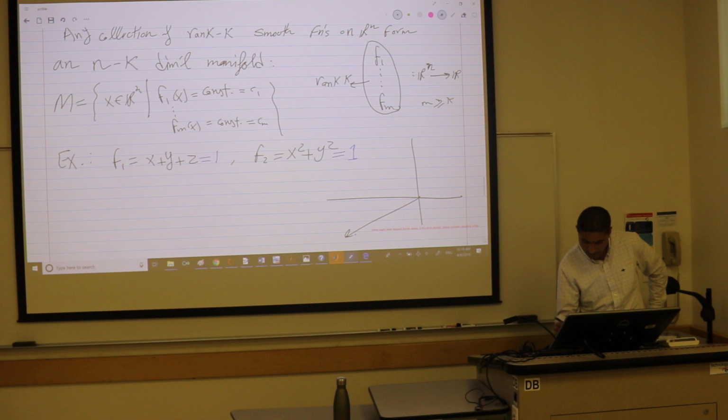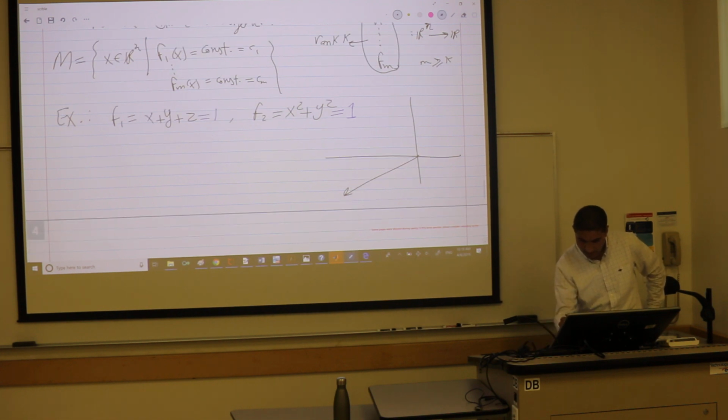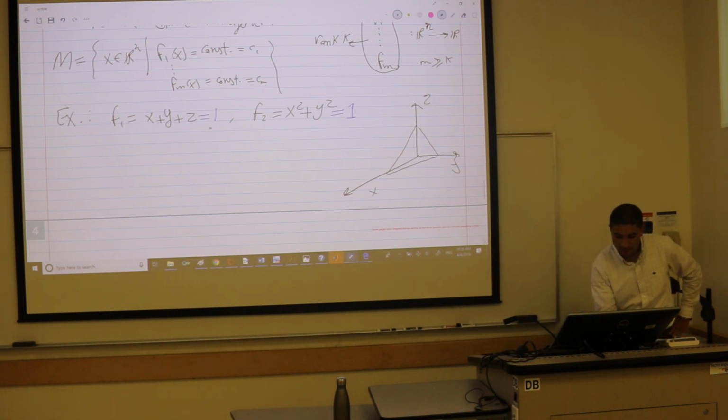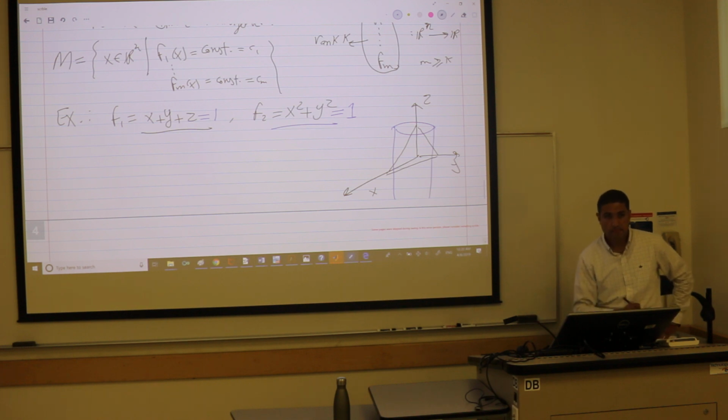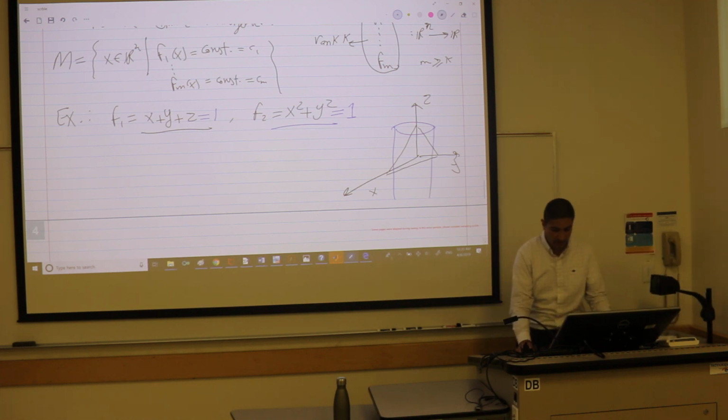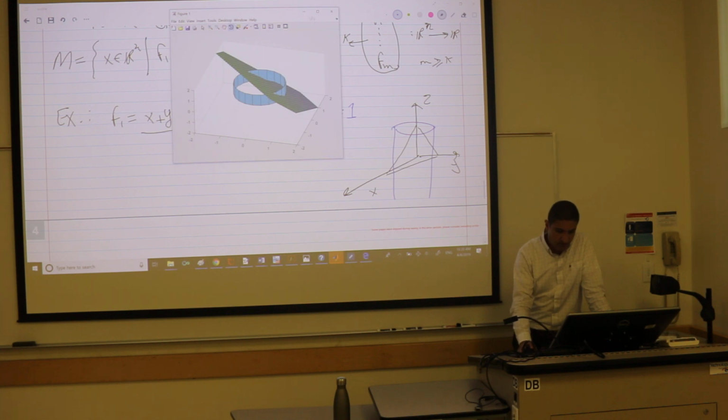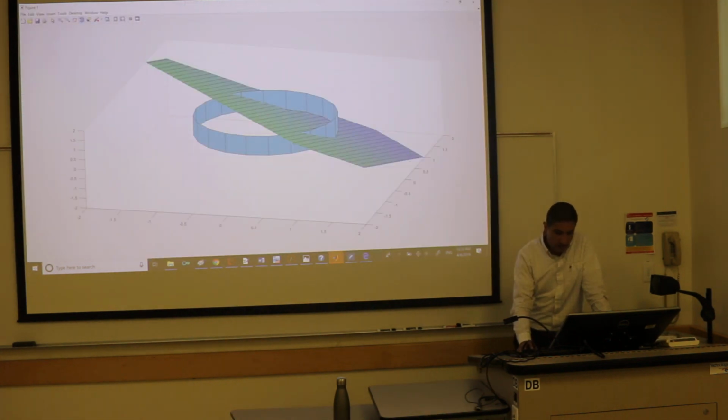Like this is x, y, and z. This is a plane, right? This is a plane, this guy. And this guy is a cylinder, right? So the intersection between them, I have just a very little, here it is. Do you see it? So this is a plane, this is the cylinder.